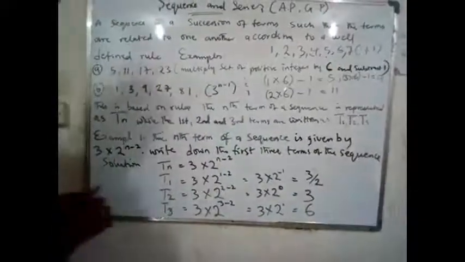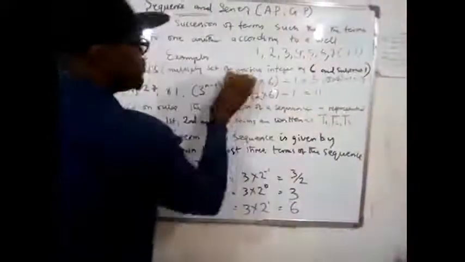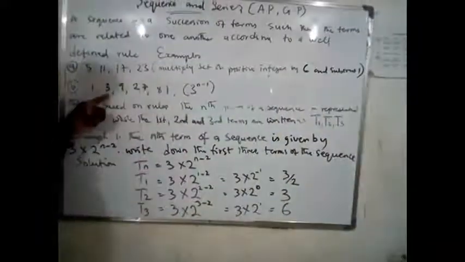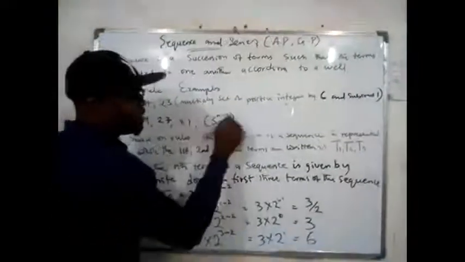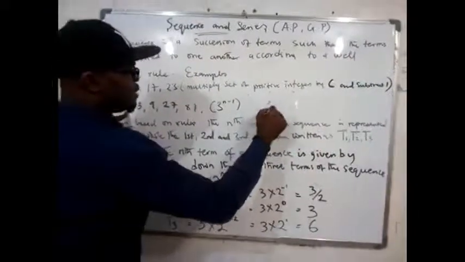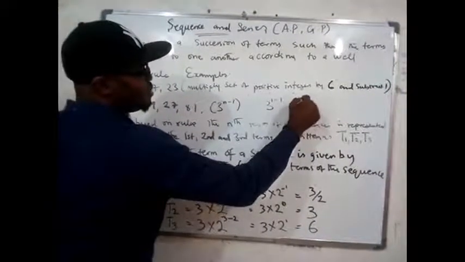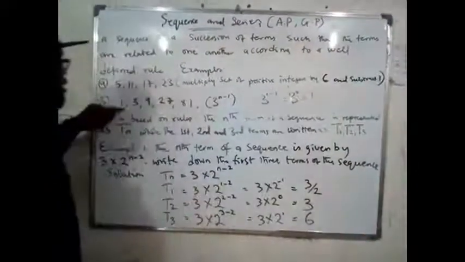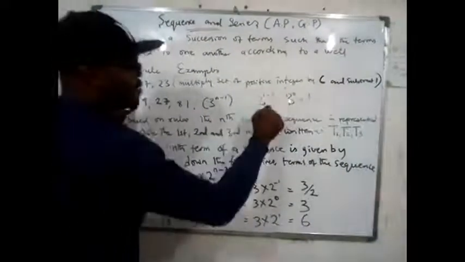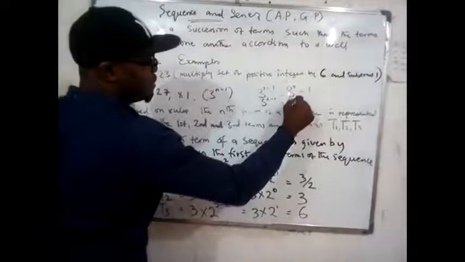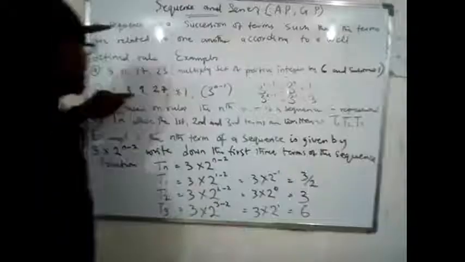Now we have another sequence: 1, 3, 9, 27, 81. And the rule is 3 to the power n minus 1. How did we get 1? By saying 3 to the power 1 minus 1, which is the same as 3 to the power 0, which is 1. The second one is 3 to the power 2 minus 1, which is 3 to the power 1, which is 3.